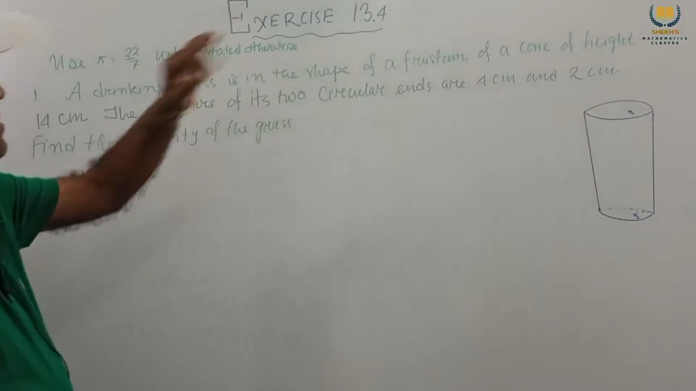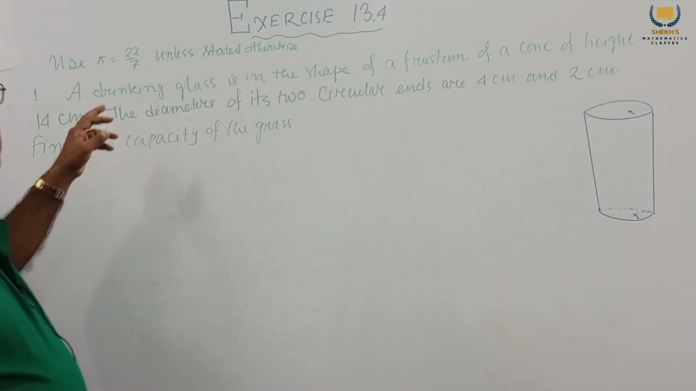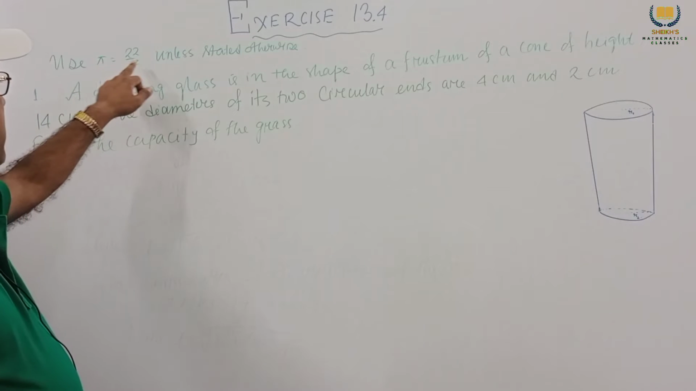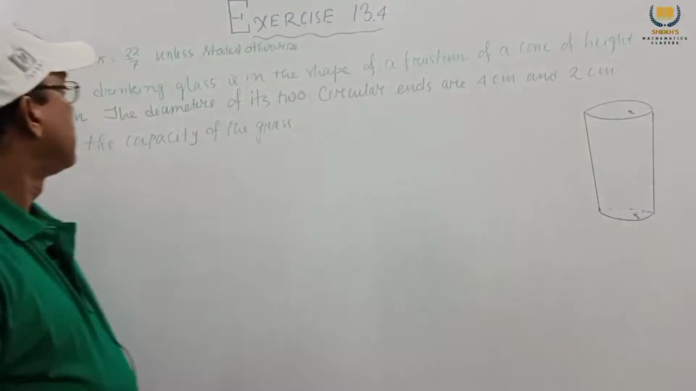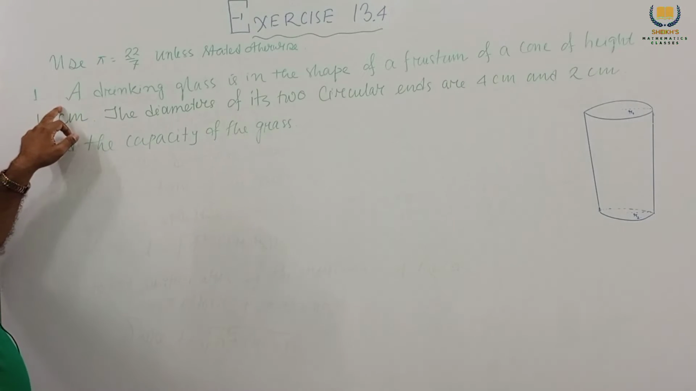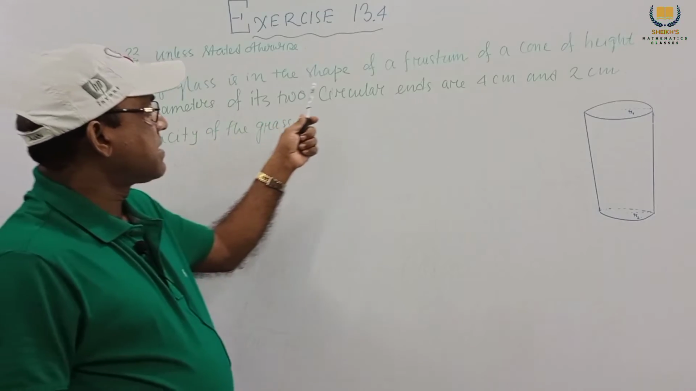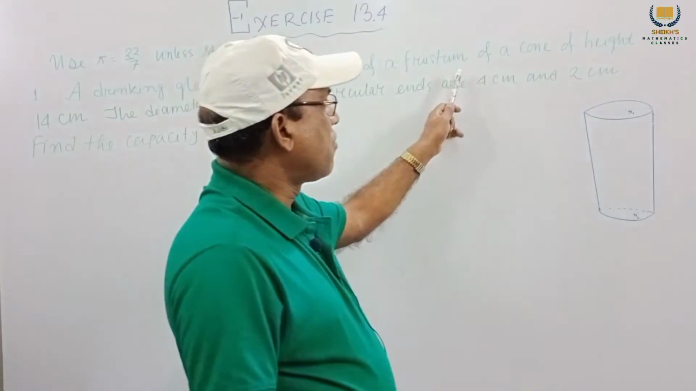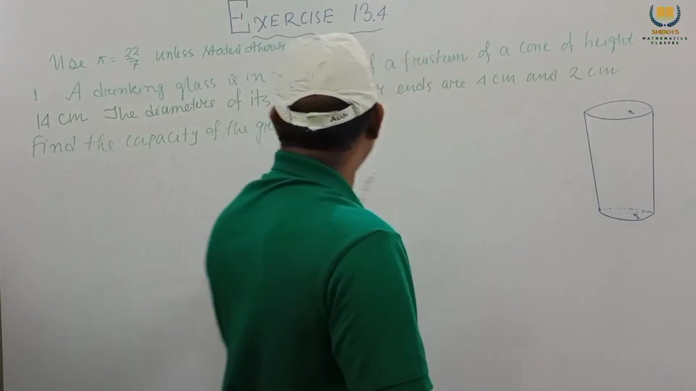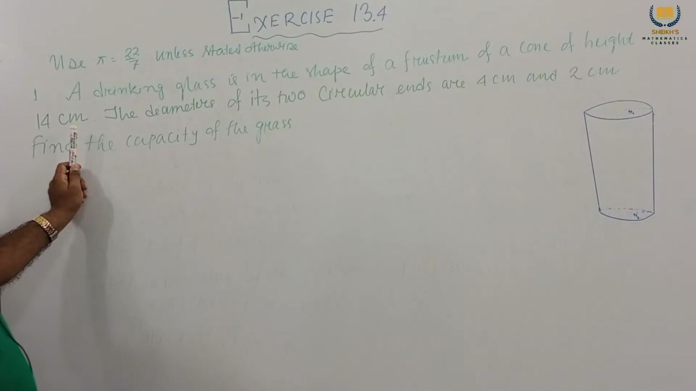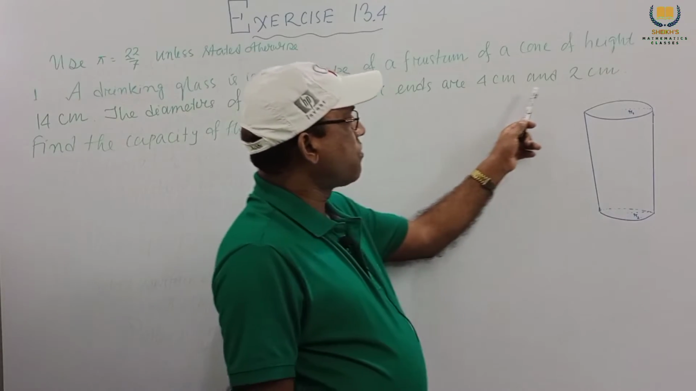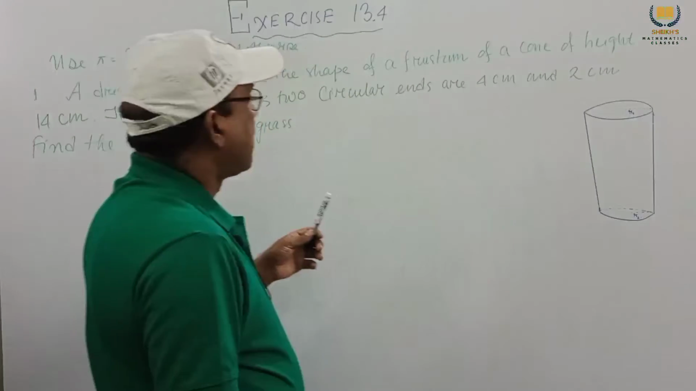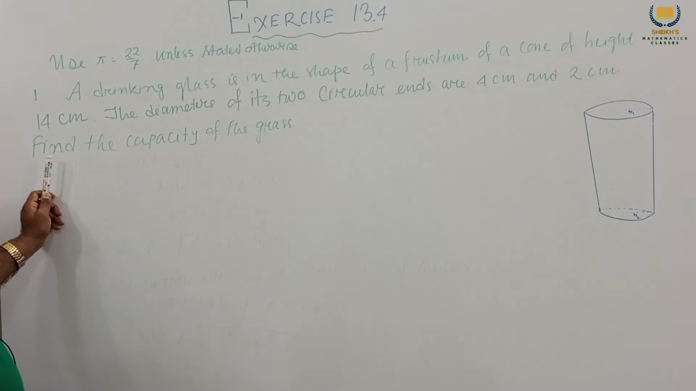Consider exercise 13.4. Use pi equal to 22 by 7 unless stated otherwise. Problem one: a drinking glass is in the shape of a frustum of a cone of height 14 centimeter. The diameters of its two circular ends are 4 centimeter and 2 centimeter. Find the capacity of the glass.